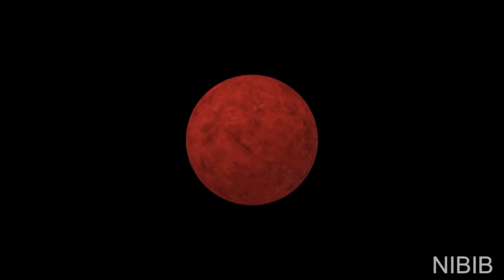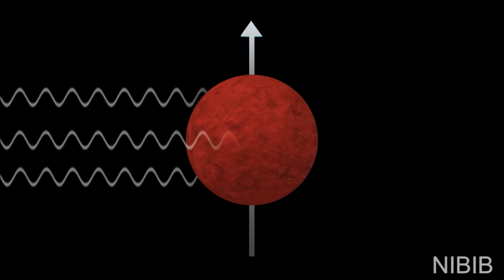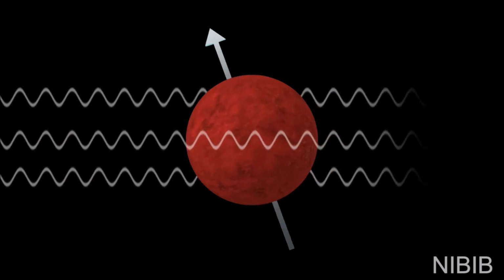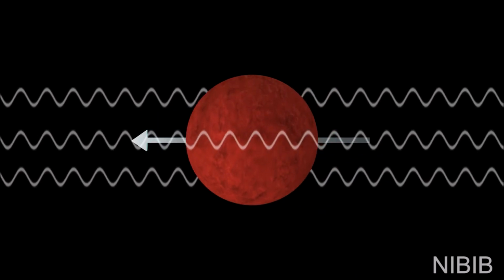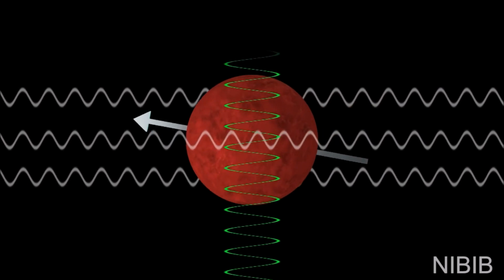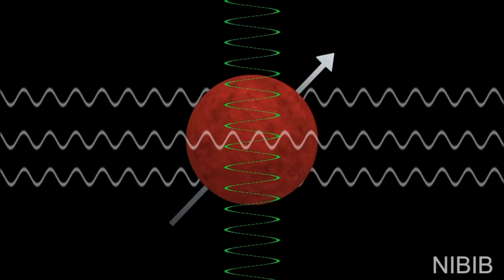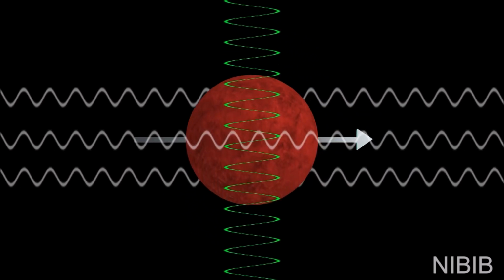MRIs use protons, which are abundant in the human body. All protons spin, creating a small magnetic charge. When a strong magnetic field is introduced, as is the case in an MRI machine, the protons align with that field. The MRI technician then introduces a radio frequency pulse that disrupts the proton and forces it either into a 90-degree or 180-degree realignment with the static magnetic field.